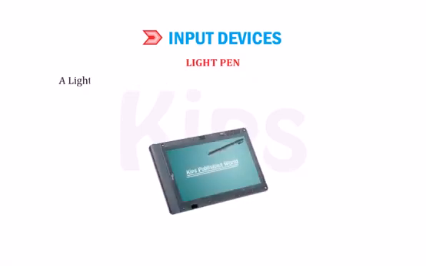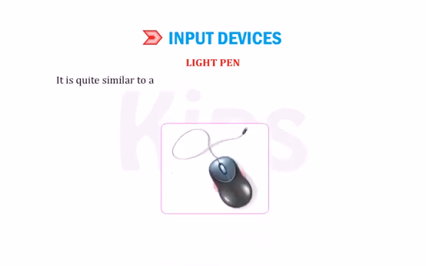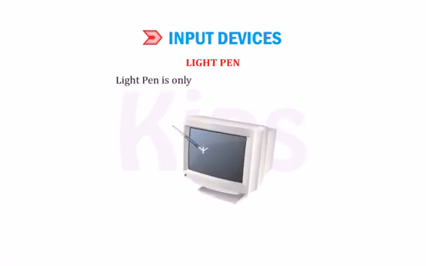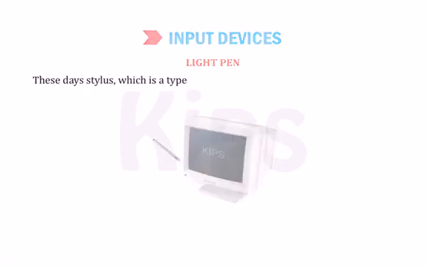Light pen. A light pen is a pen-like pointing device. It is used to select objects on the display screen. It is quite similar to a mouse except that it allows the users to point to the objects displayed on the screen or draw directly on it. A light pen is only used with CRT monitors. These days, a stylus, which is a type of light pen, is used with a tablet or digitizer.